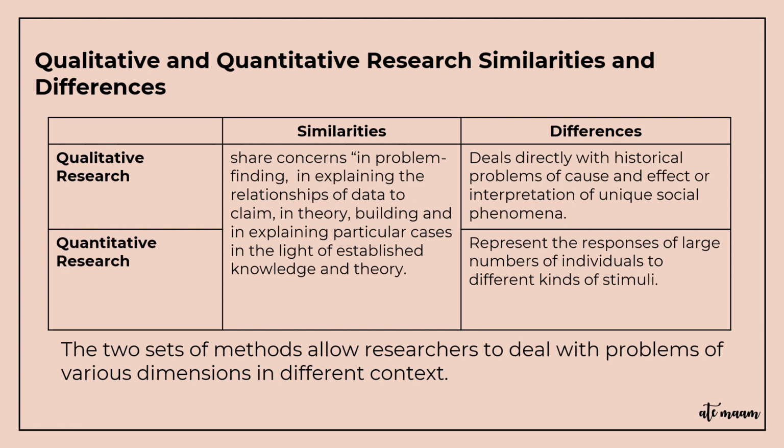So for your qualitative, you want to know the factors, you want to know what are the problems causing the cause and effect relationships, and you want to interpret why this kind of social phenomena is happening. However, for your quantitative research, it represents the responses of large numbers of individuals to different kinds of stimuli. So qualitative is more on the interpretation of the social phenomena, and quantitative research is more on the responses of large numbers to a specific stimuli.